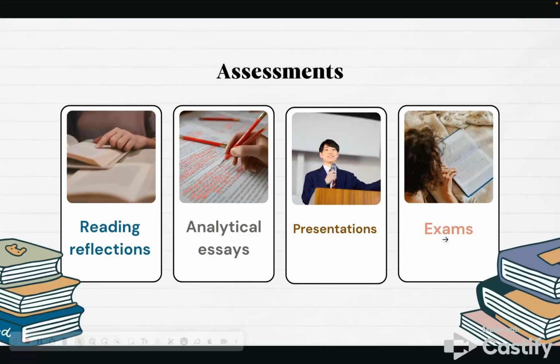The exams are also usually an analytical essay, but they are written in exam conditions.